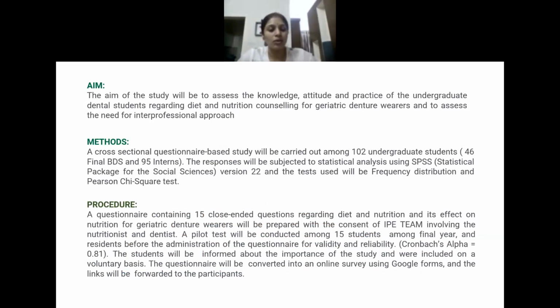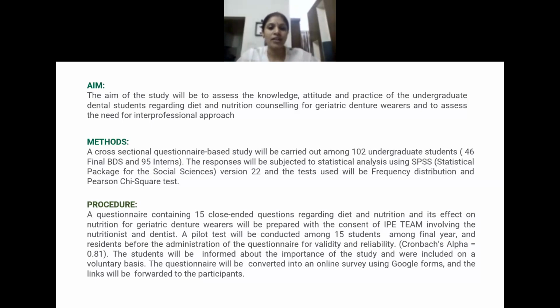So the method would be a cross-sectional questionnaire-based study, which will be carried out among the undergraduate students, which includes the final year BDS and the interns. Right now, there are 46 final year BDS students and 95 interns in our current year. The responses will be subjected to statistical analysis using SPSS software version 22, and the tests used will be frequency distribution and Pearson chi-square test.